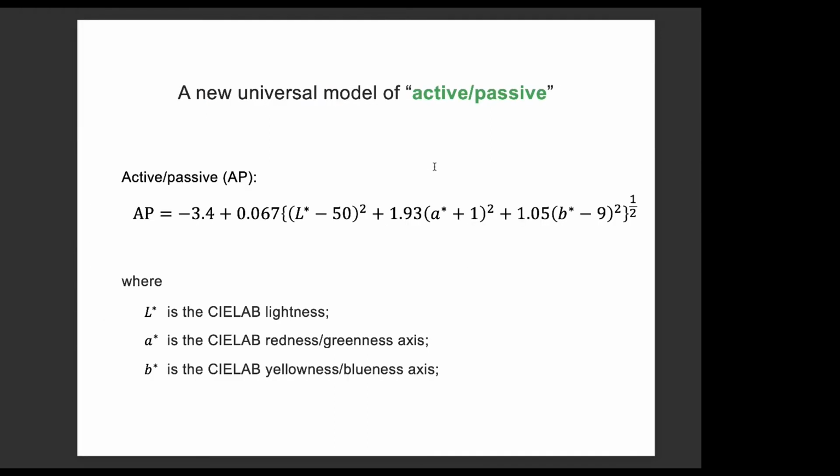Because actually, according to our previous study, active-passive is not only affected by chroma, but it's also affected by the color difference between the color we're looking at and a reference color, which is normally a medium gray. And in this case, this reference color is a little bit yellowish medium gray. Next slide, please.